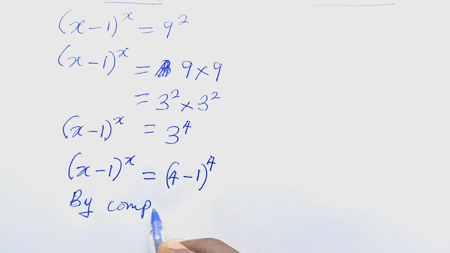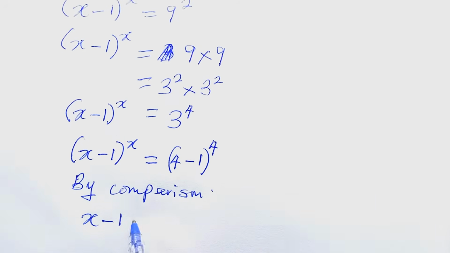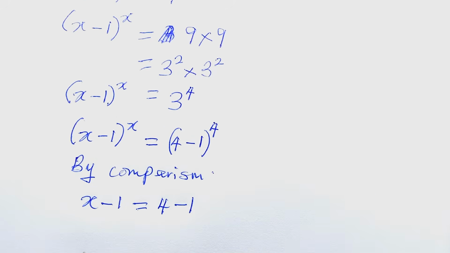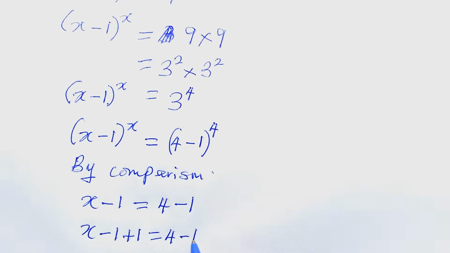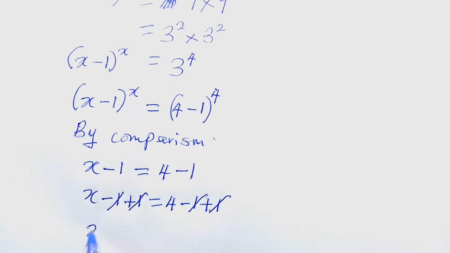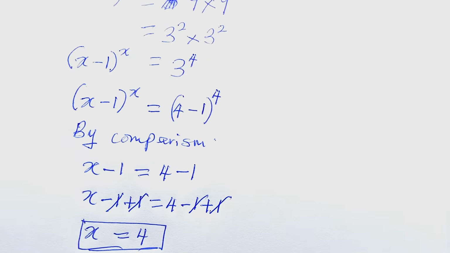By comparison, we now have x minus 1 is equal to 4 minus 1. Add 1 to both sides of the equation. We're going to have x, then minus 1 plus 1 is equal to 4 minus 1, then plus 1. So this will leave x is equal to 4. So 4 is the beautiful answer that satisfies this original equation.